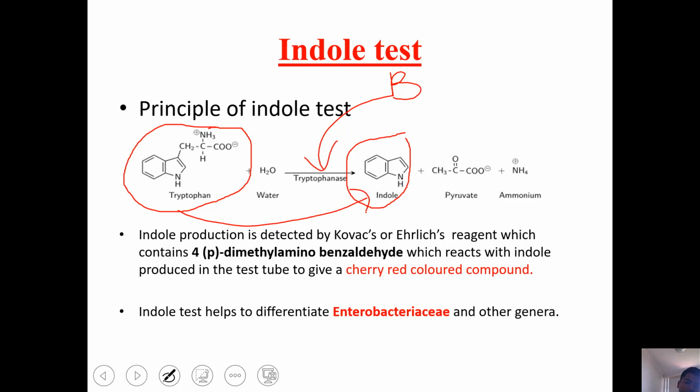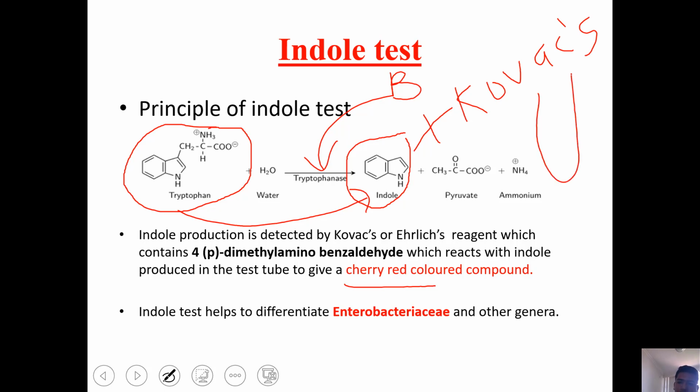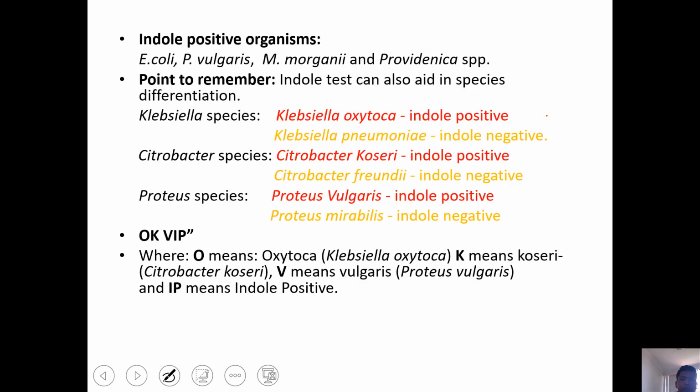So what happens is that in the indole, if we add the Kovacs reagent, it will give a cherry red colored ring compound in the test tube. In the surface of the test tube there will be a cherry red ring formation. If there is a cherry red ring formation, this is called an indole positive bacteria. The indole positive bacteria are E. coli, Proteus vulgaris, Morganella morganii, Providencia species, etc.